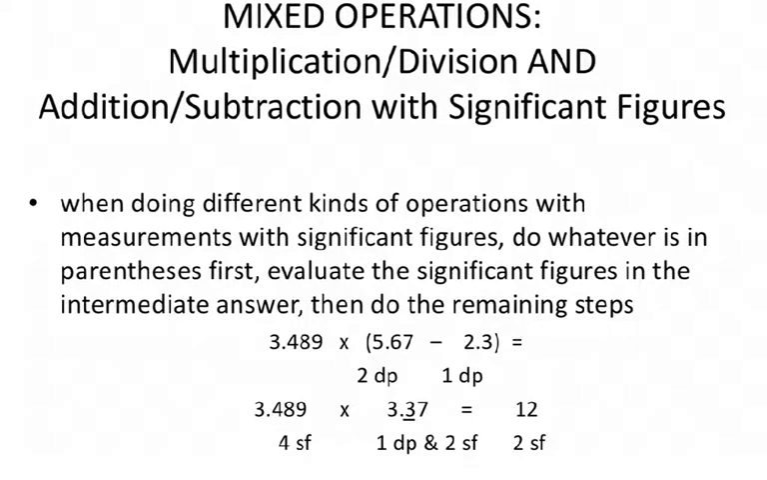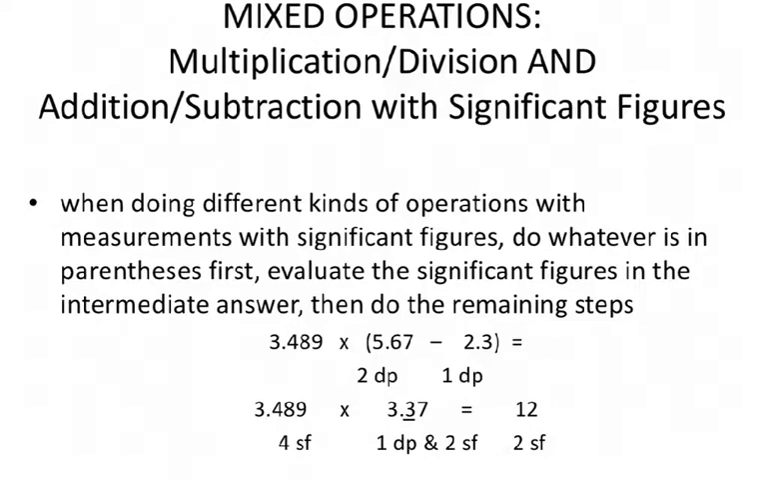In this example, you can see we're going to subtract first, because it's in parentheses, then multiply. Since multiplication is the last operation being used, we're going to use the multiplication rule, which is to round by the number that has the least number of significant figures.